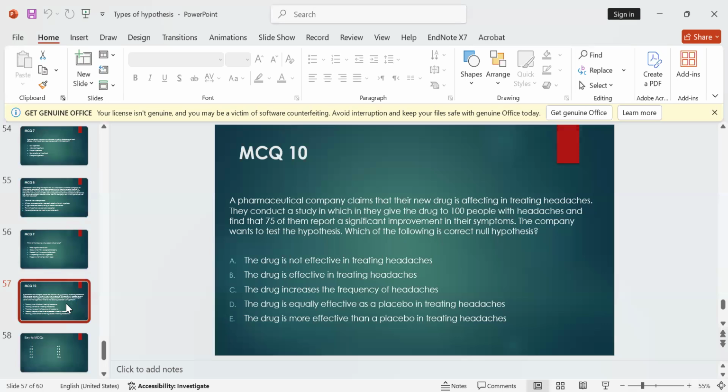A. The drug is not effective in treating headaches. B. The drug is effective in treating headaches. C. The drug increases the frequency of headaches. D. The drug is equally effective as a placebo in treating headaches. Or E. The drug is more effective than a placebo in treating headaches.